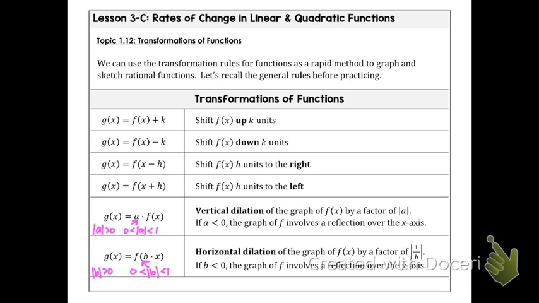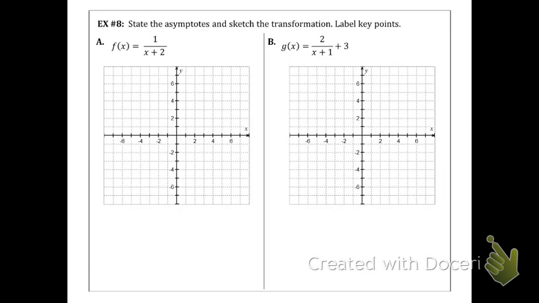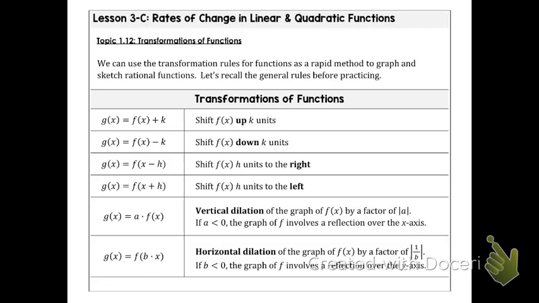All right, before we actually start example 8, I'm going to back up here. Let's think about the parent function for a rational function, y equals 1 over x. We know there is a vertical asymptote at x equals 0, and a horizontal asymptote at y equals 0. For the parent function, there is no x-intercept and there is no y-intercept.